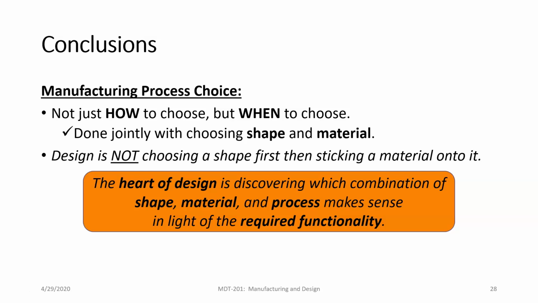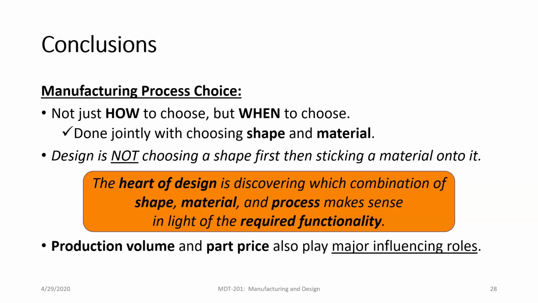A lot of times the initial sketches, the initial design that functionally looks like it would work, at least on paper, runs into problems when you have to start taking into consideration the material and the processes that are available to it. And that's where the real work with a designer dealing with these constraints comes into play. Production volume and part price also play major influencing roles. So those are all of the factors that need to be addressed.